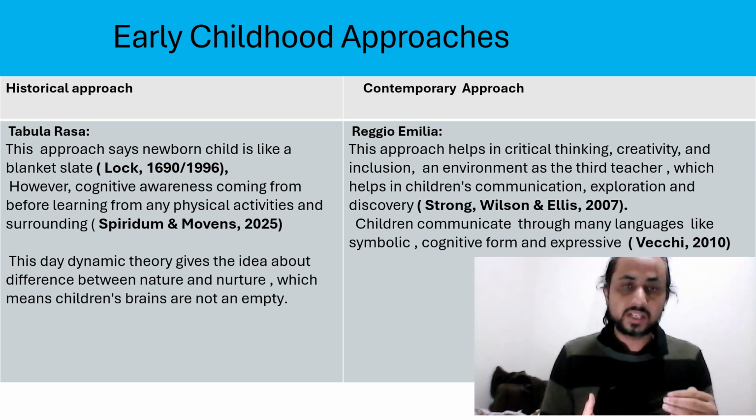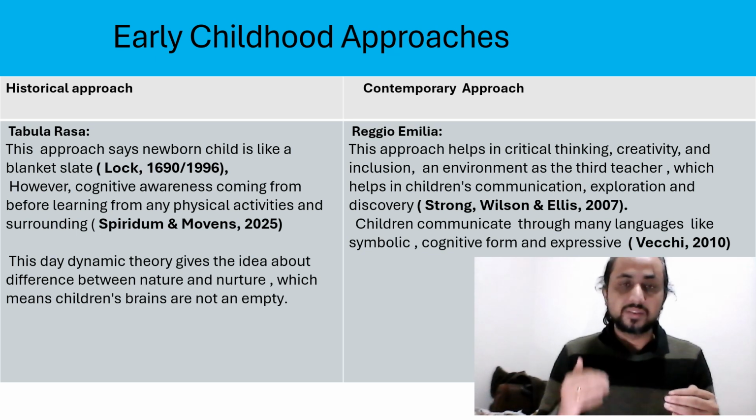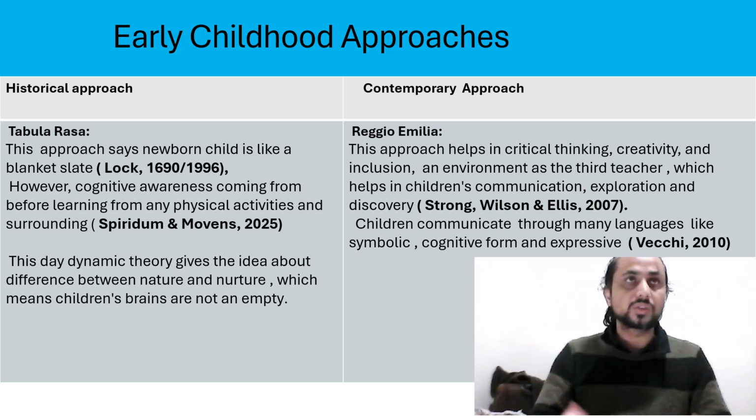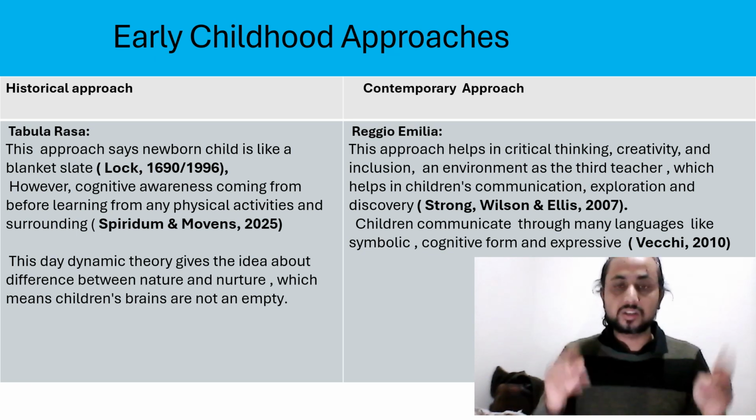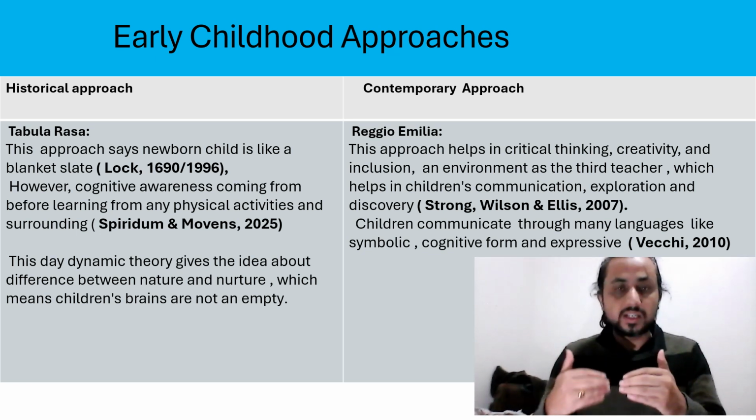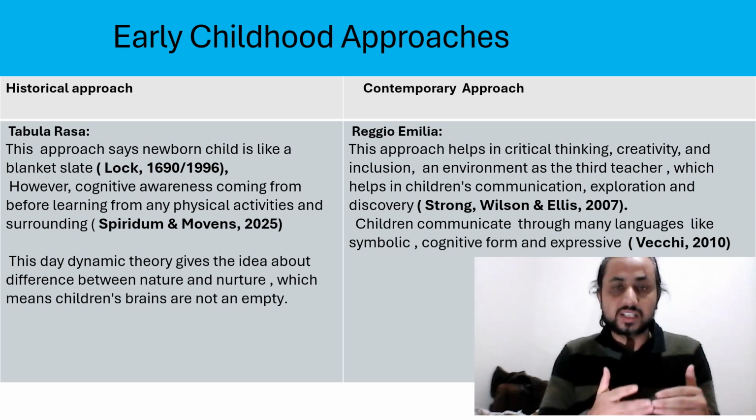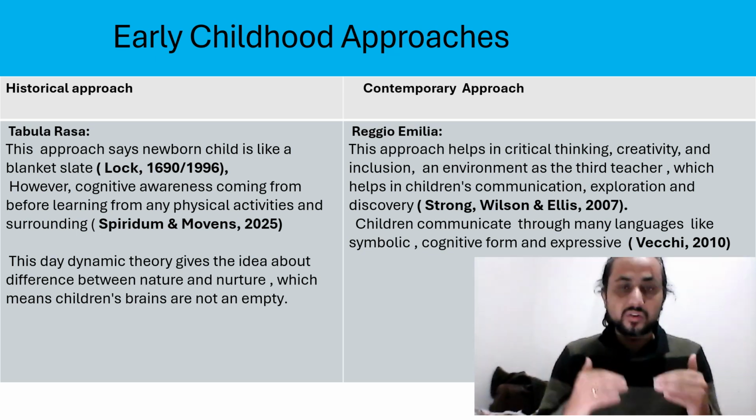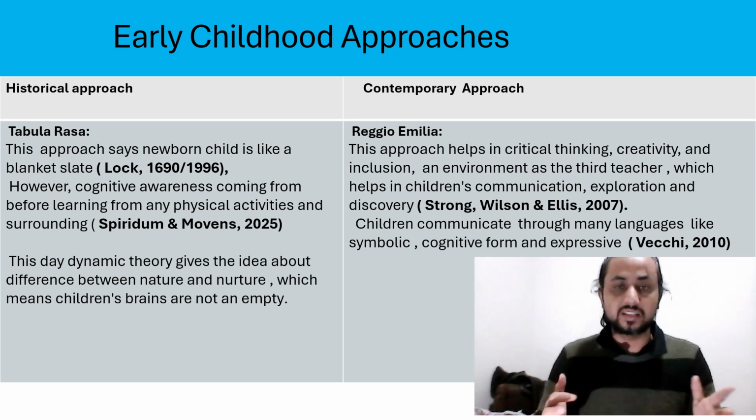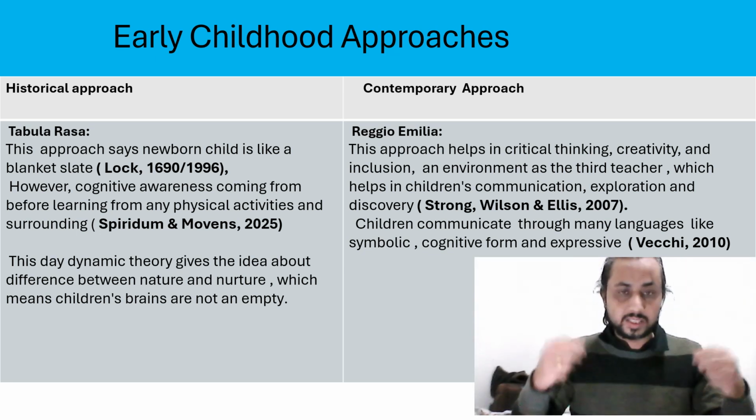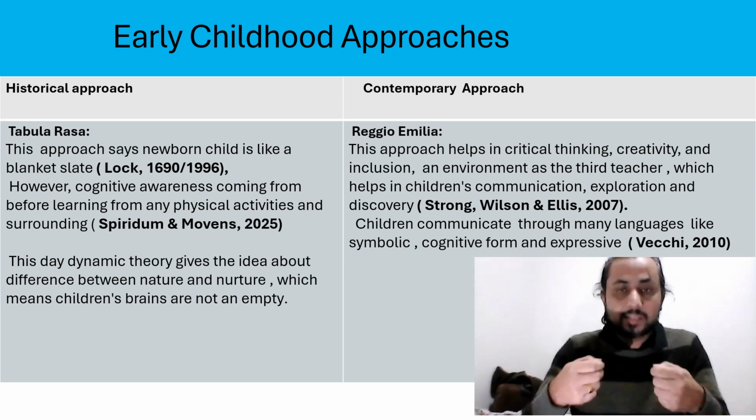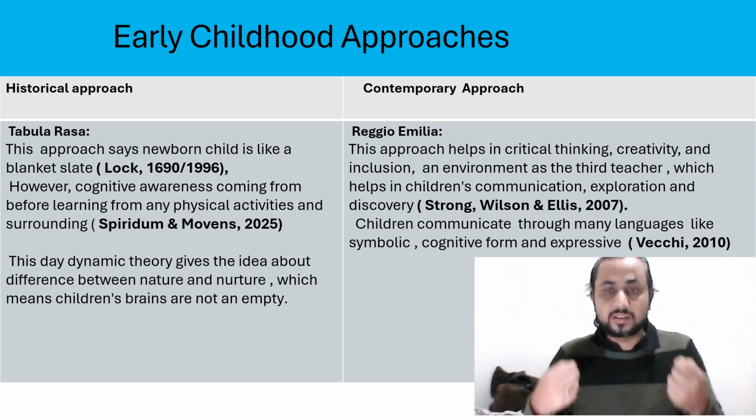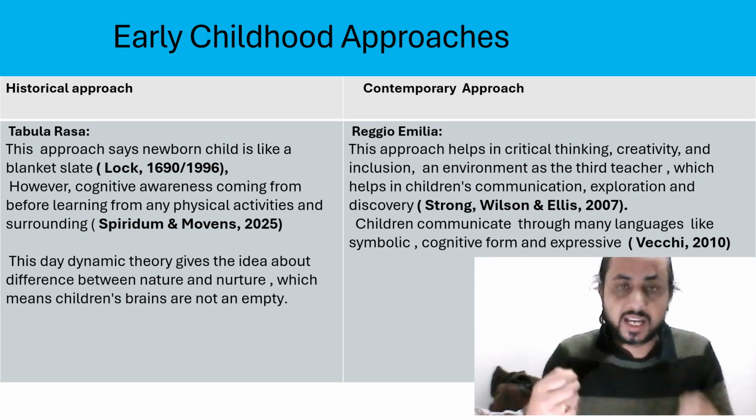Next is the contemporary approach. In the contemporary approach, Reggio Emilia helps in critical thinking, creativity, inclusion, and the environment as the third teacher, which helps in the children's communication, exploration and discovery, which was given by Strong-Wilson and Ellis in 2007. The children communicate through many languages like symbolic languages, props and expressive forms, as given by Vecchi in 2010.